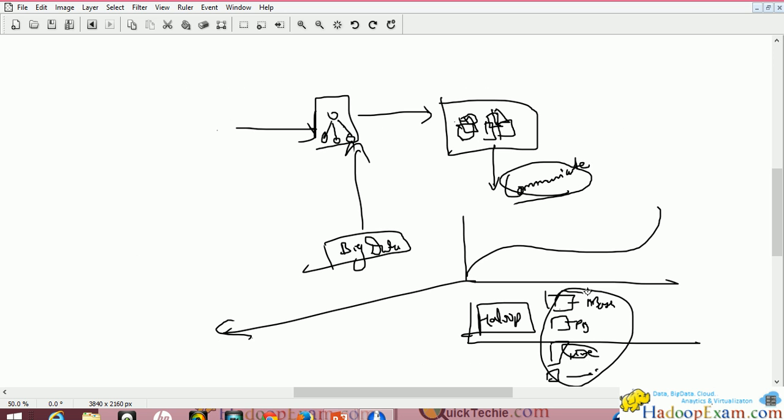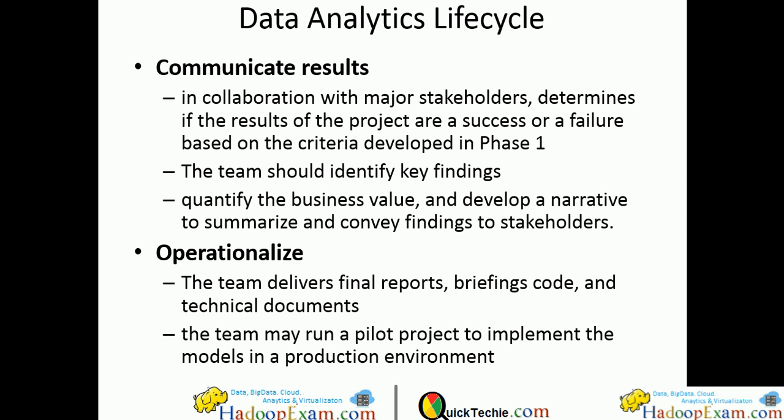If you are not able to communicate your results, however well you have done your model building, it has no point. Whatever you have developed must be used and must be understandable by the actual stakeholders who have sponsored this project.